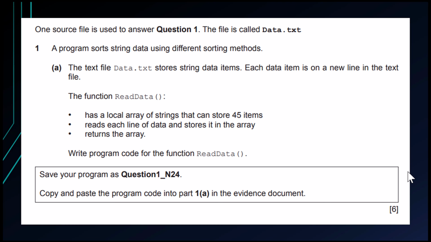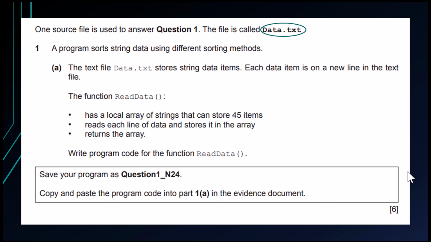When you get your Paper 4 exam, you should be getting two electronic files. One file should be a TXT file that's included in almost every Paper 4 exam. You'll also be getting an evidence document, and this evidence document is where you're going to copy and paste your code. The data.txt needs to be put onto the computer and inside your program file so you can access it from within your program.